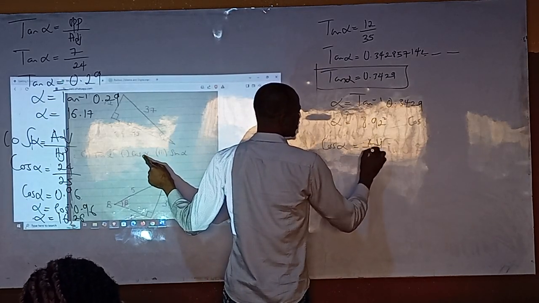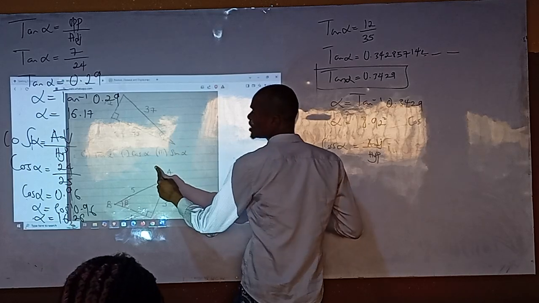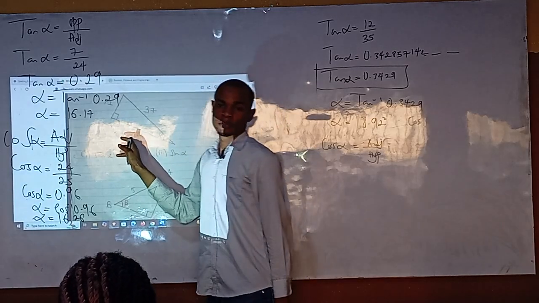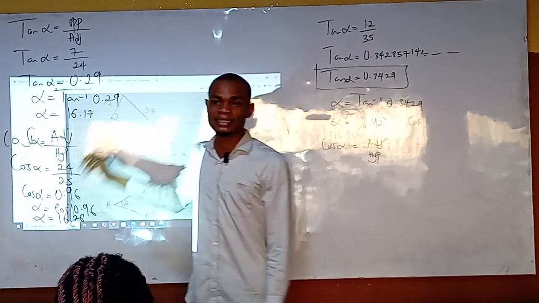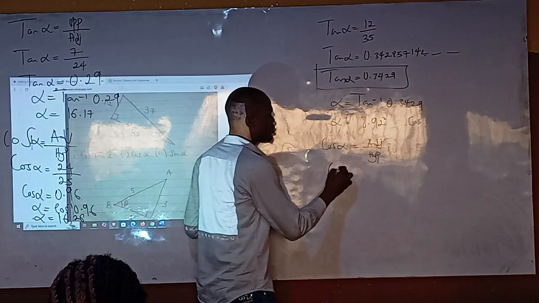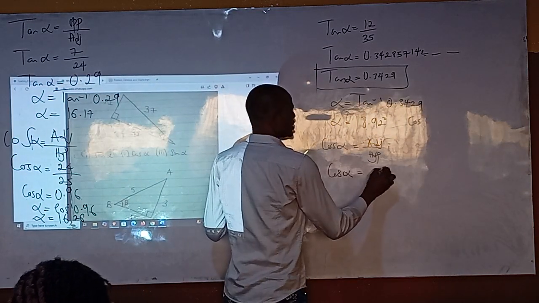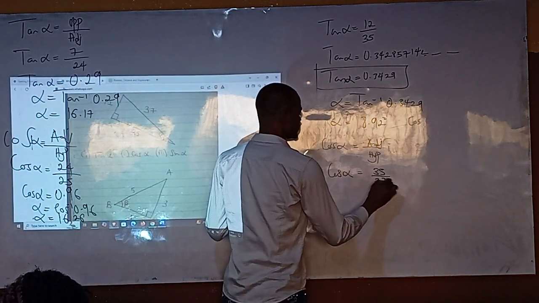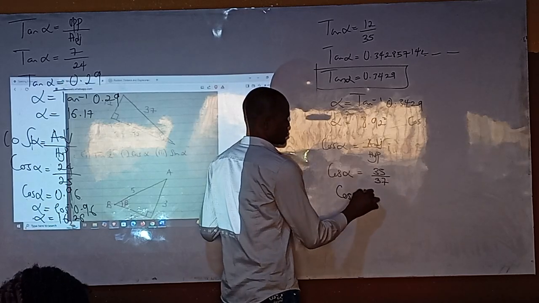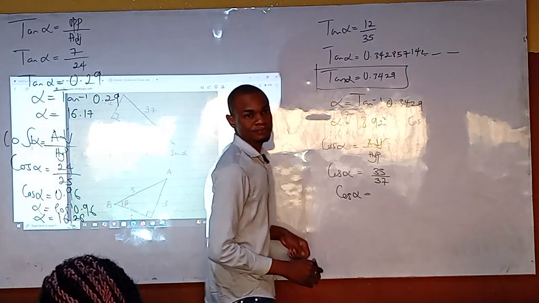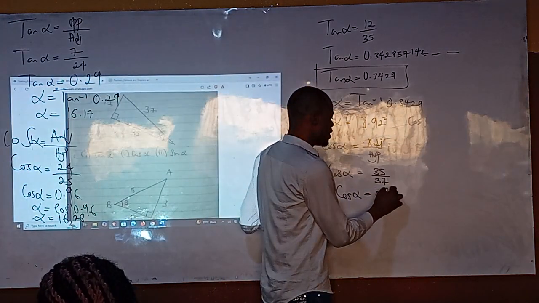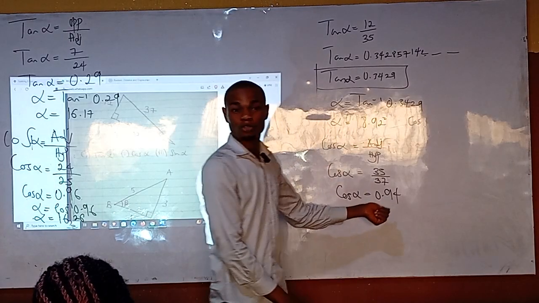Adjacent over what? Hypotenuse. Where is your adjacent? Where is the hypotenuse? Look at what I'm doing. Adjacent is 35. Hypotenuse is 37. So I divide this. 0.94. Don't write this, you will not get an accurate answer.